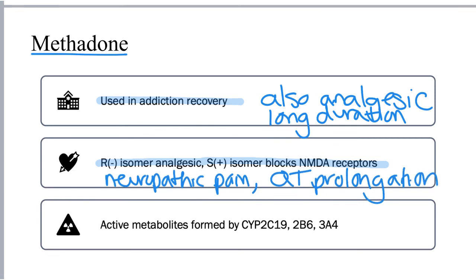Methadone has many active metabolites, and these are formed by P450 metabolism through CYP2C19, 2B6, and 3A4. Inhibition of these enzymes can potentially lead to fatal toxicity because of increased active methadone concentrations. And therefore, a table of drug-drug interactions should be consulted whenever methadone is administered.